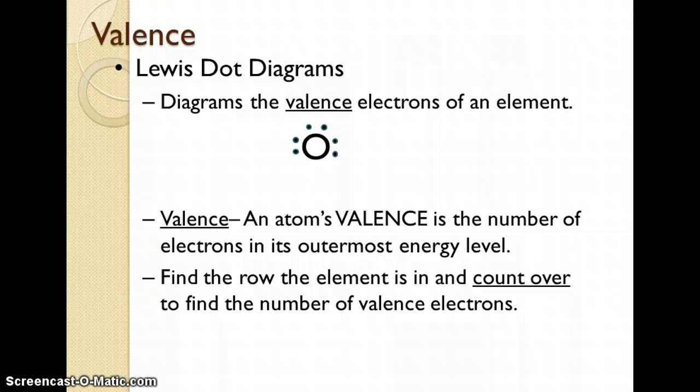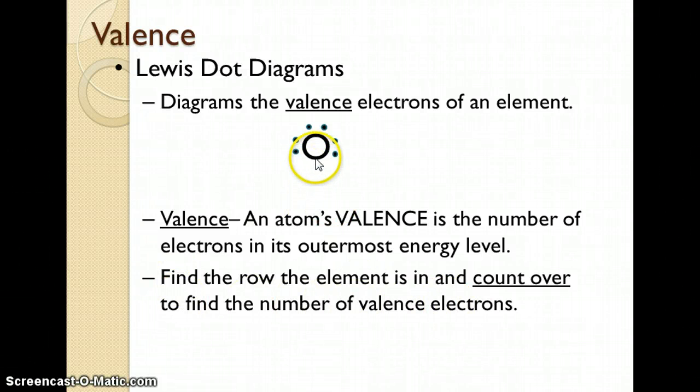Next is valence, and this is something that's really important as we go on, so we really need to pay attention. How we're going to show valence is through Lewis dot diagrams, and these diagrams show the valence electrons of an element. So an atom's valence is the number of electrons in its outermost energy level. So what you're going to do is find the row that the particular element is in and count over boxes to find the number of valence electrons.